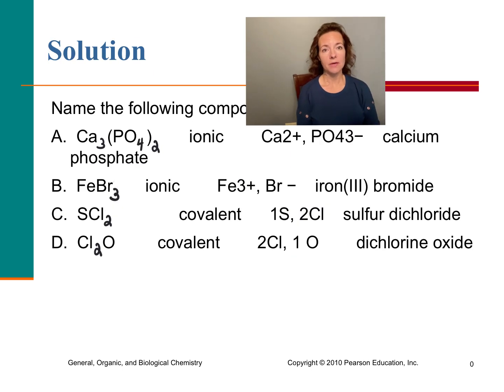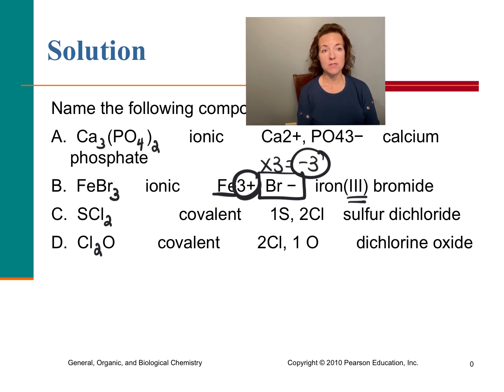So letter A would be calcium phosphate. Letter B would be iron 3 bromide. Again, remember when we have a transition metal, we have to look at the nonmetal. Bromine gets a -1 charge to it. We have 3 of them, so the total negative charge is -3. We only have 1 iron ion, so that 1 iron ion must get a +3 to balance with that total -3 charge coming from the bromine. So that's how I got the iron 3 bromide.